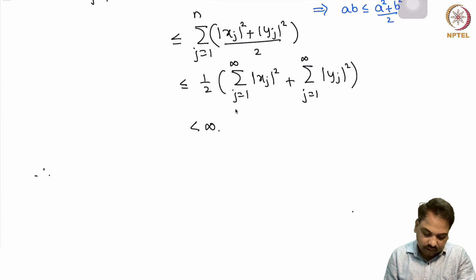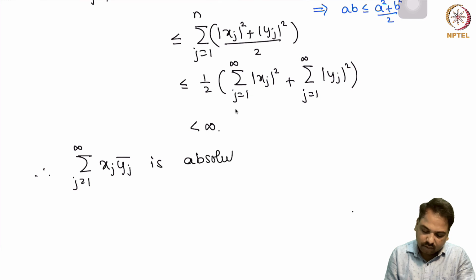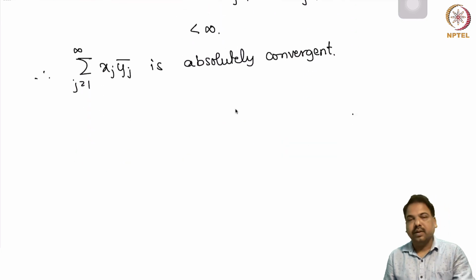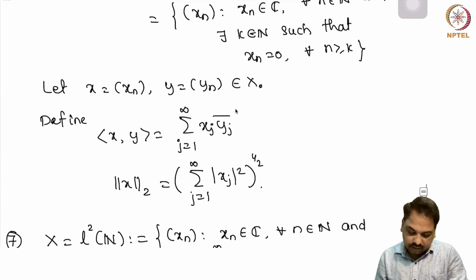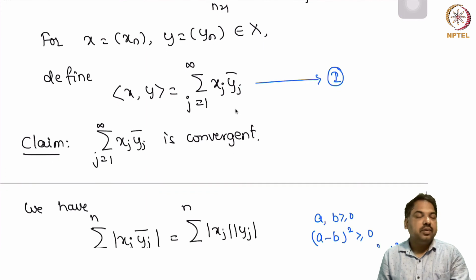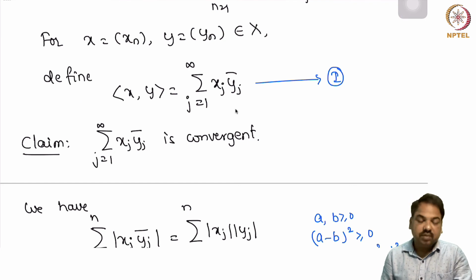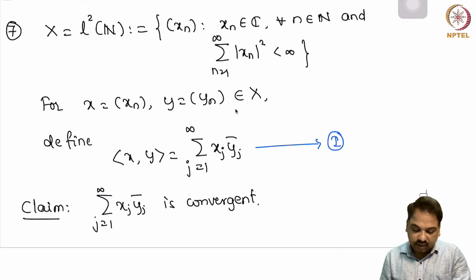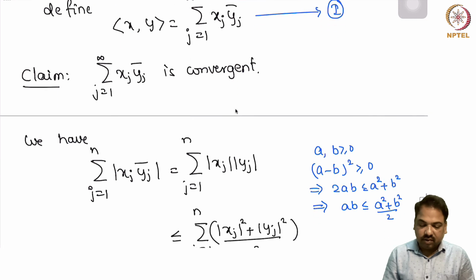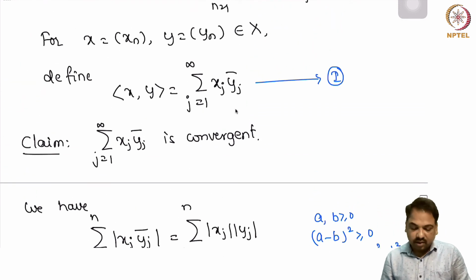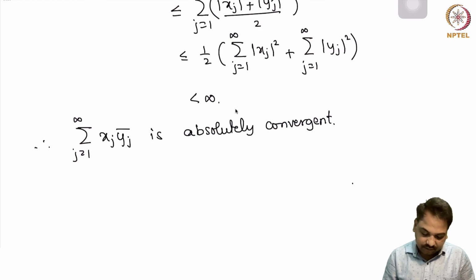So therefore the series is convergent, not just convergent, absolutely convergent. What we have shown is that if you define a two variable function as in equation 1, the right hand side series is absolutely convergent, hence this is meaningful. Now we can easily show that this function satisfies all the axioms of the inner product. Hence we can say that L2 with this inner product is an inner product space, and the induced norm in this case is, so you check that this is an inner product.